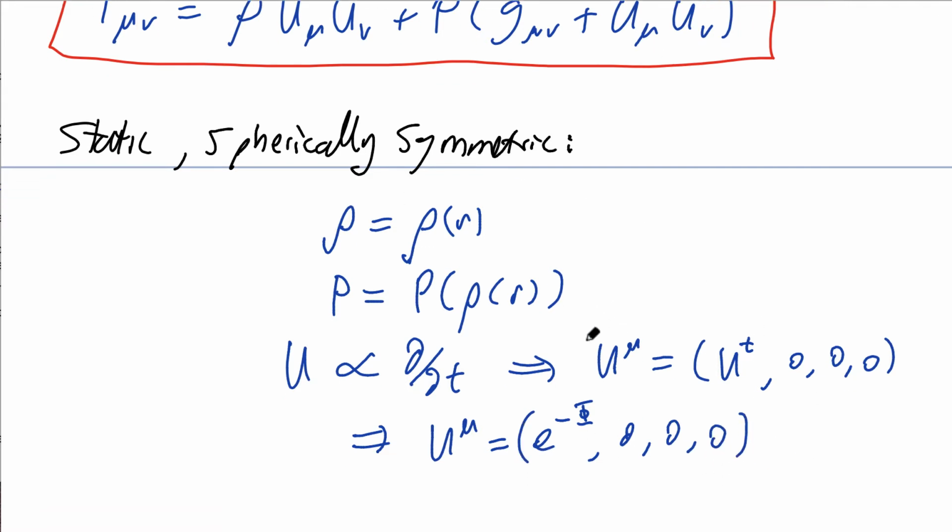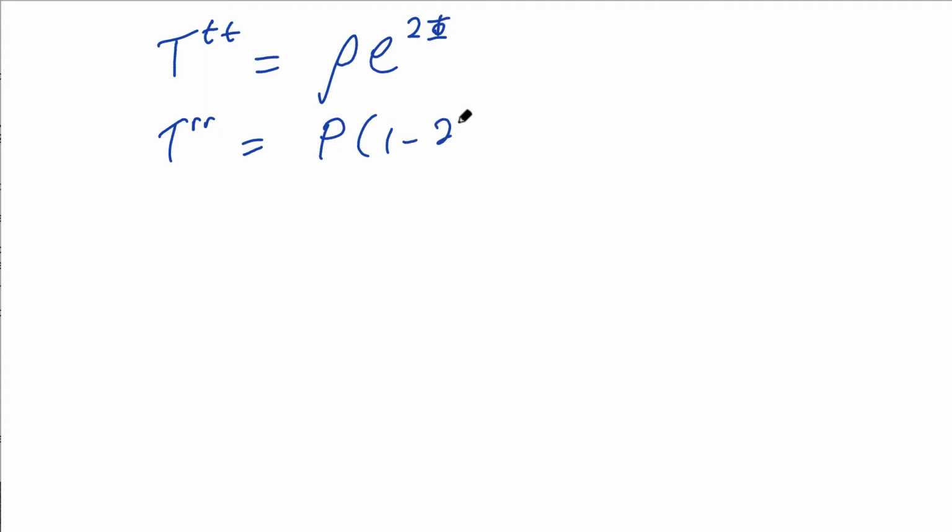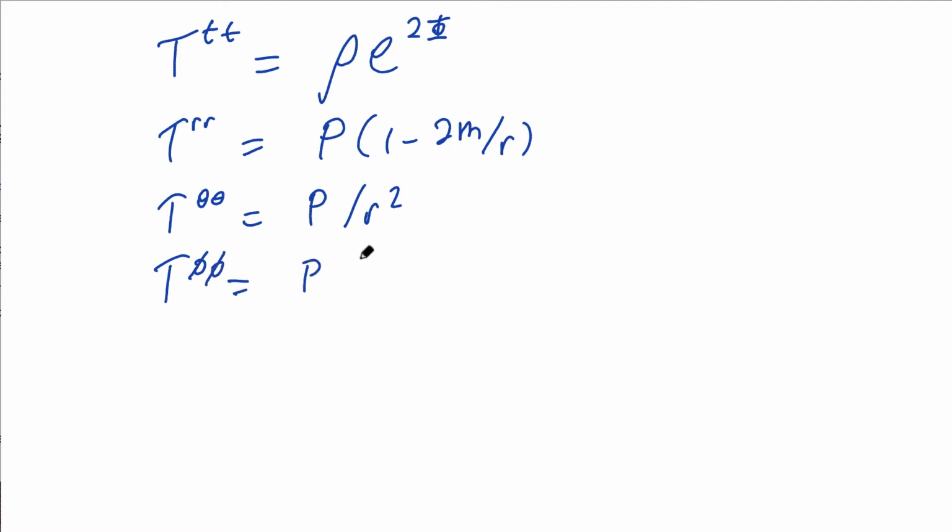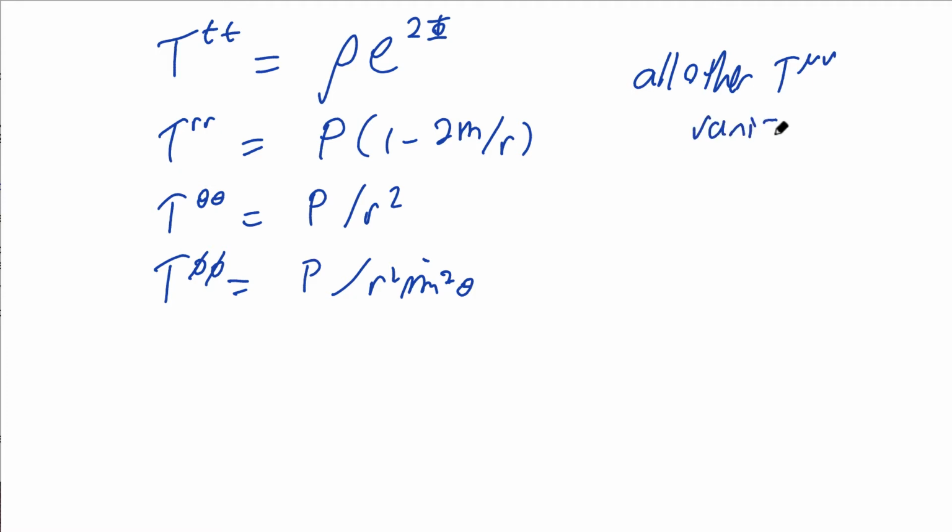Now given these assumptions, we can write out explicitly the components of the stress energy momentum tensor. They are T_tt is equal to the mass density times e to the 2 phi. T_rr is equal to pressure times 1 minus 2m over r. T_theta theta is pressure times r squared, and T_phi phi is pressure times r squared sine squared theta. And all other components vanish. Remember, p is related to rho by an equation of state, and rho only depends on the coordinate r, and also phi and little m here depend on the coordinate r.